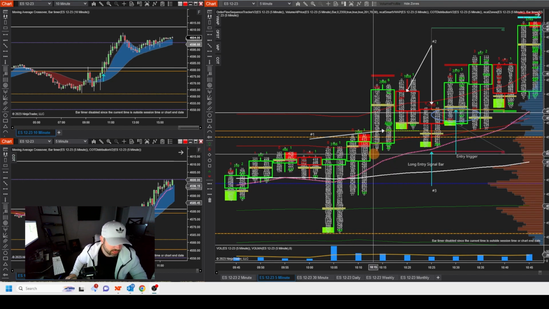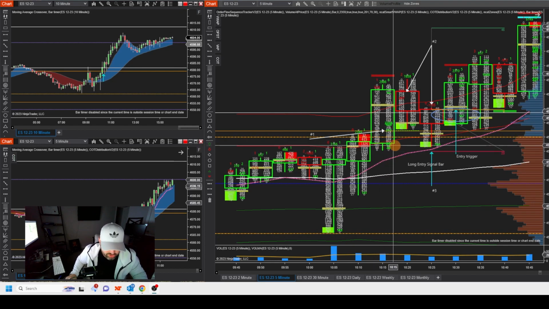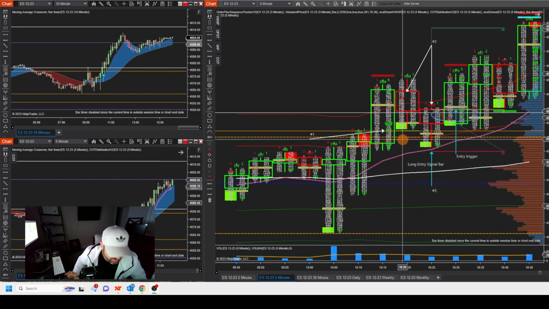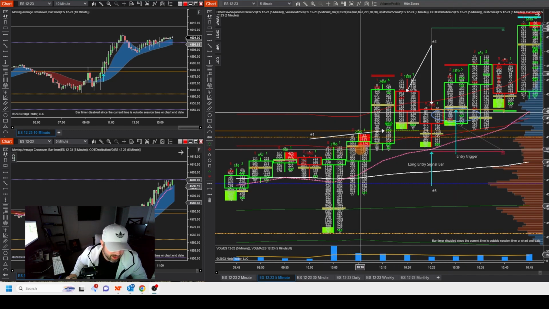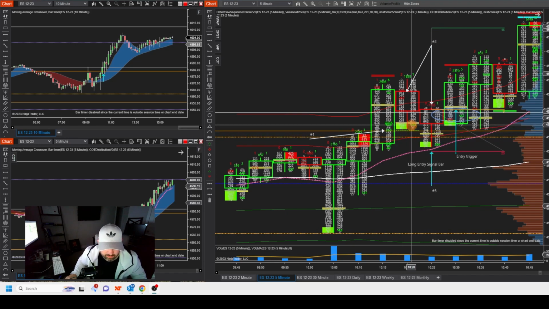Now, secondly, you have two, not one, but two levels. Actually, there's ultimately about 4 levels here that you can pick from. The 9 EMA coming right up here, the VWAP, standard deviation number 1 on VWAP, or the prior day high that you can use as levels that have been pierced on your pullback. Okay, step number 3 was your long entry signal bar right here.